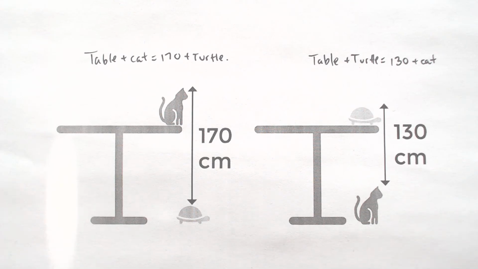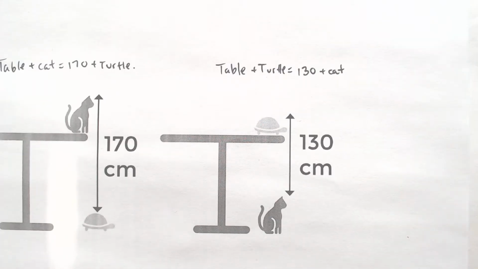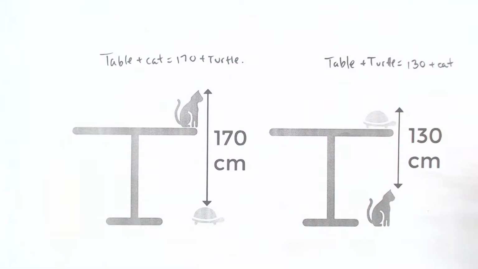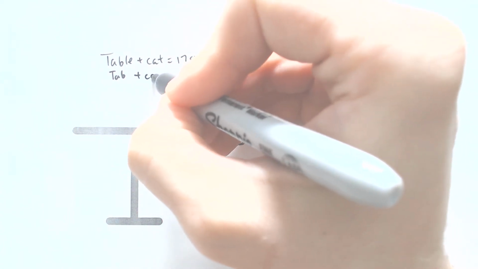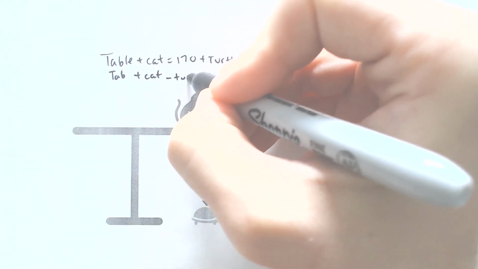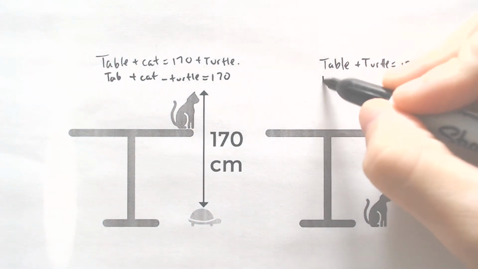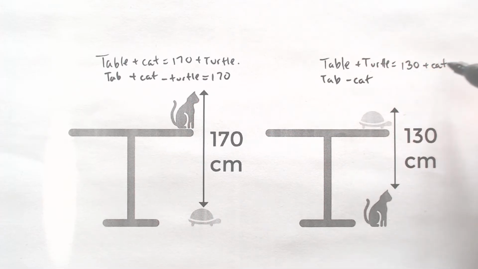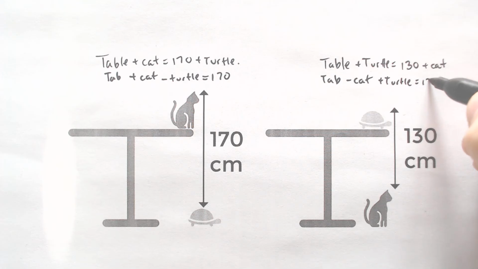So we're going to rearrange these and make it to where we can solve. I am going to subtract the turtle over, and I'm also going to subtract the cat over. And when I do that, I end up with the table plus the cat minus the turtle would equal 170 over here. And here we'd have the table minus the cat, because we're subtracting the cat over, plus the turtle would equal 130.